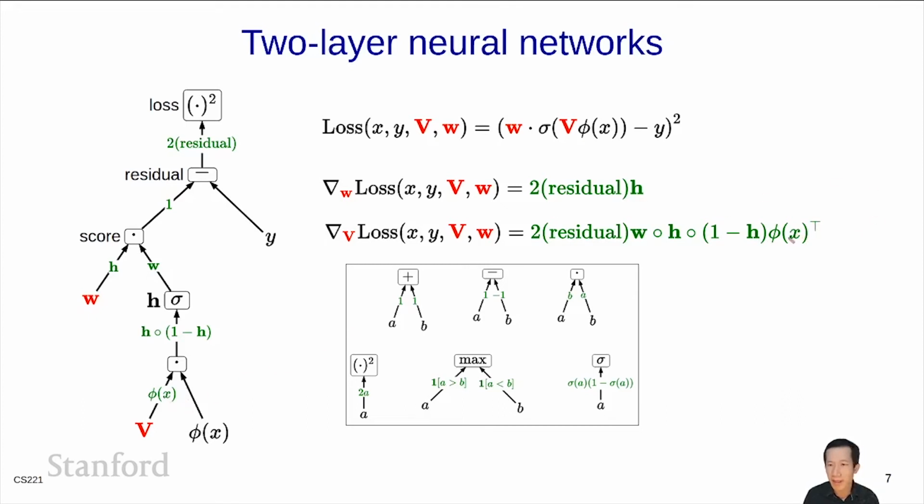So there's a slight annoyance here because here we have V times phi of x, whereas before there's no transpose here because we just have W dot something, and W dot is the same as W transpose. Okay, but the high level is that the product of all of these green pieces yields the gradient of the loss with respect to V. Okay. All right, so that finishes up this example.